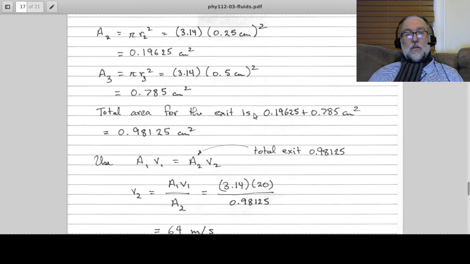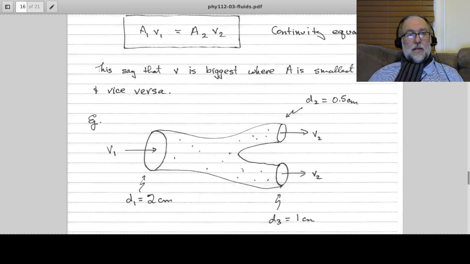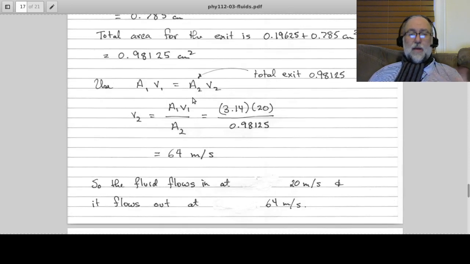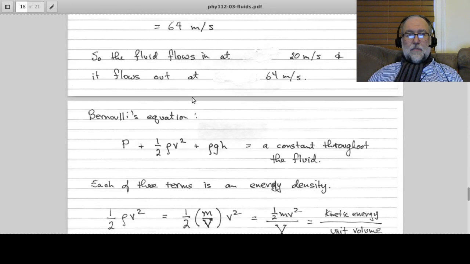Okay, so, not to be too tricky, but all I'm saying here is, look, in this equation, A1 and A2, just treat A1 as the total area in, A2 as the total area out. Even if it splits, it doesn't matter. Okay, so there you go. There's the continuity equation. So that's going to say something about how a fluid flows, but it's not everything.